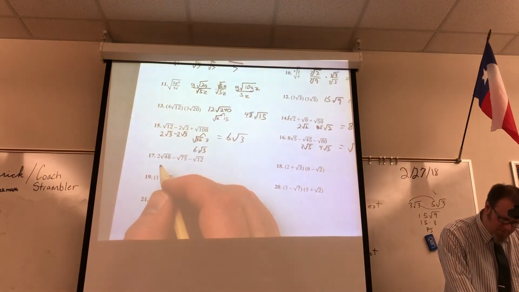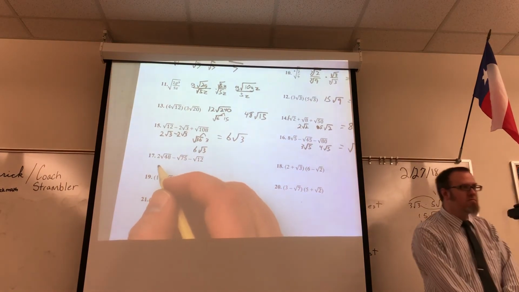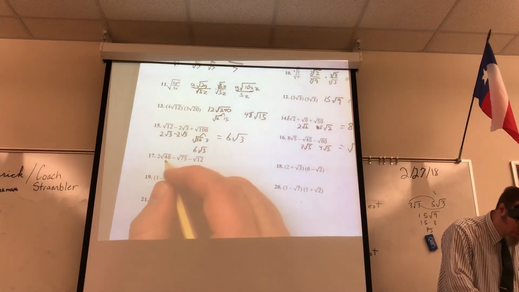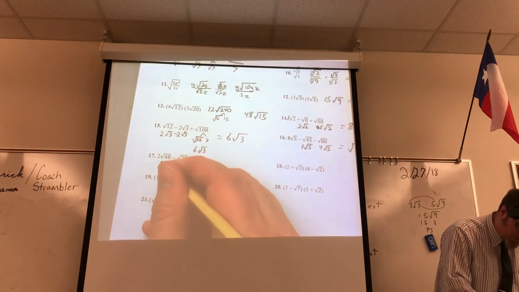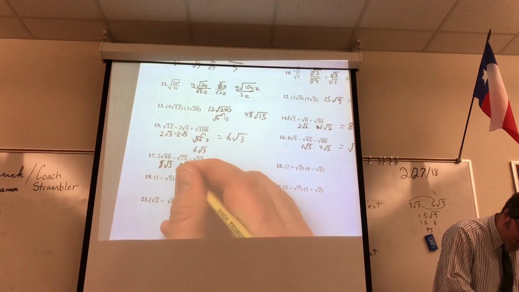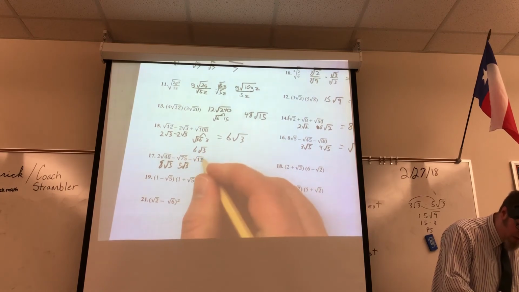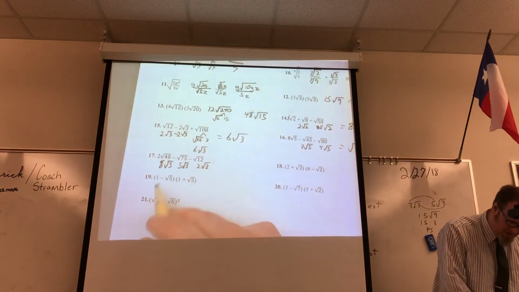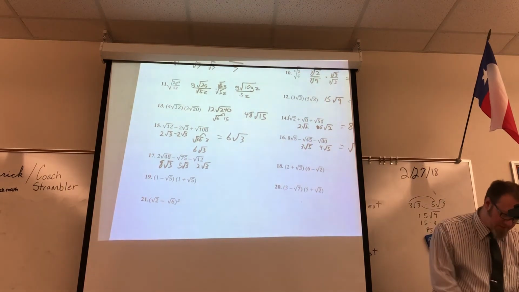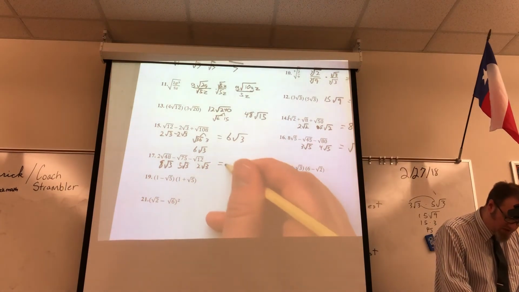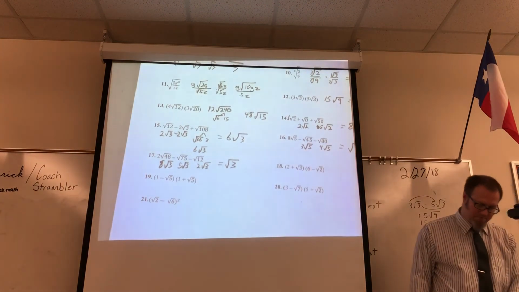Negative? No. That's positive. Trying to throw me off my game here. 48 would be 16 and 3, so that's 4 square root of 3 times 2 would be 8 square root of 3. 75 is going to be 25 and 3, so that's 5 square root of 3. And then 12 is 4 and 3, which is 2 square root of 3. So this is exactly the same as that last problem, pretty much. 8 minus 5 would be 3, minus 2 would be 1, which is just the square root of 3.